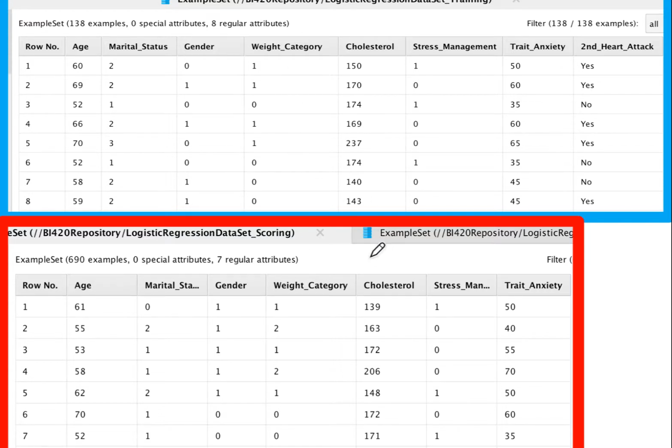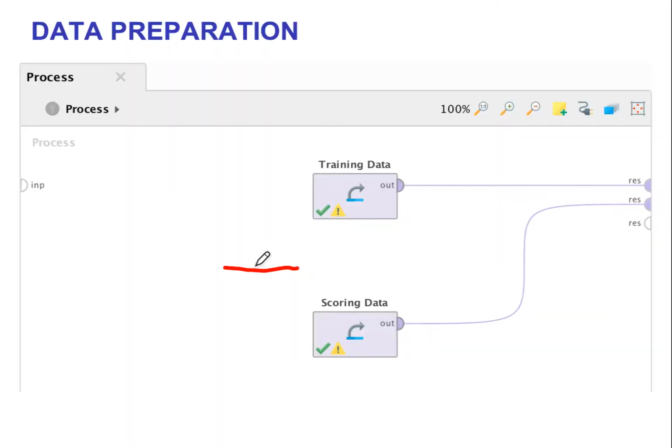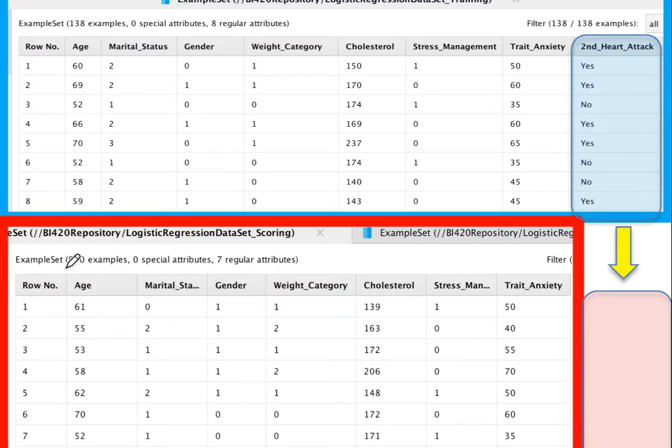So the second data is our testing data, and this is the data that only has about 7 attributes, and it's a little bit bigger data. We have about 690 patients, and those are the ones that we do not have the why. We don't have their status of second heart attack, and we are trying to build a model from the first data, the training data, to score the second data and to predict the value of each one of those patients.